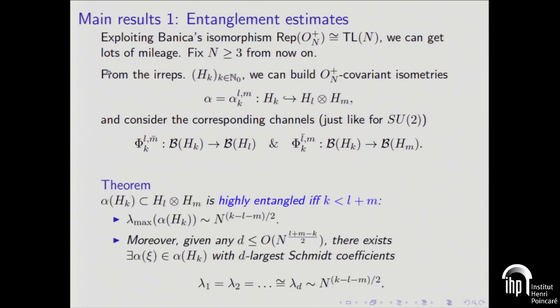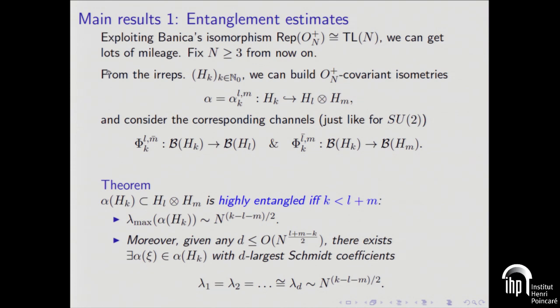And the theorem is that, much like in Munir al-Nuayran's situation for SU2, you can analyze the entanglement of these subspaces, and you have entanglement if and only if you're below the highest weight situation. But what happens in this higher dimensional situation is you have much more entanglement. You can show that the largest possible Schmidt coefficient that can occur in H_K is of the order n^{(k-l-m)/2}, where n is the n from the quantum group that we're fixing in the beginning. This is really the square root of the relative dimension of H_K inside of H_M tensor H_L, up to some fudge factors.